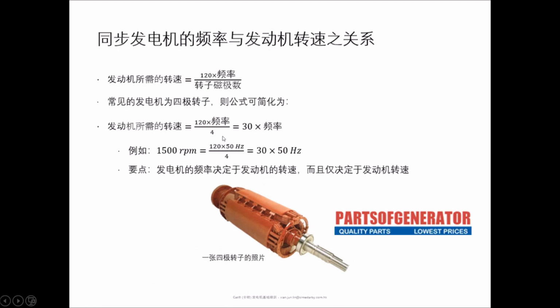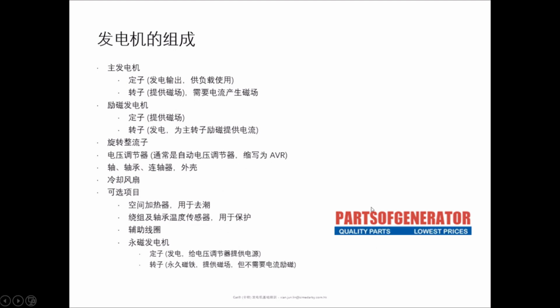From here we can know that the frequency of the generator depends on the engine speed, and only depends on the engine speed. This is when we assume that the generator is a 4-pole generator. The picture below is a photo of a 4-pole rotor. We can see it has a magnetic pole on the top, bottom, left and right. This is the composition of the so-called 4-pole rotor generator.